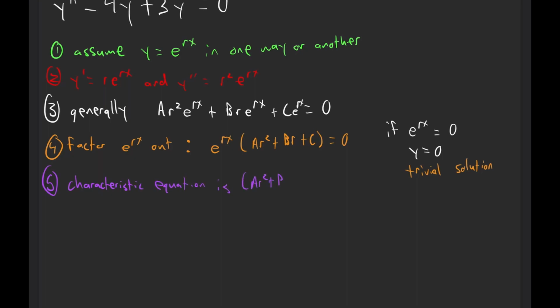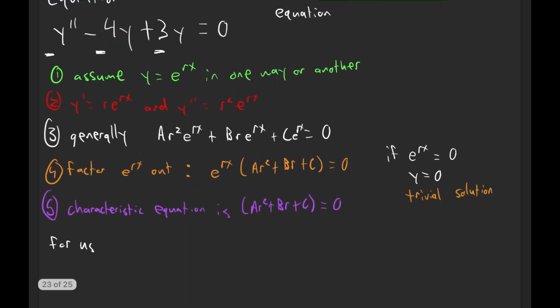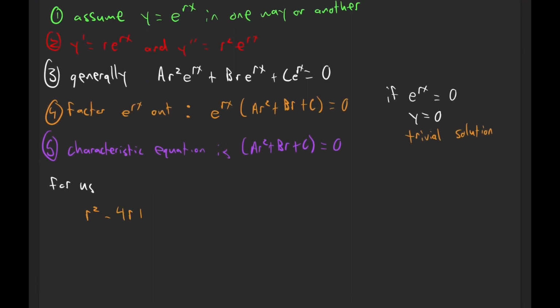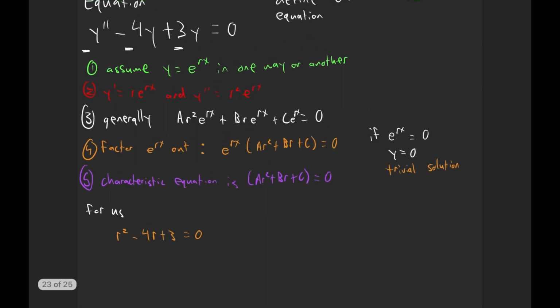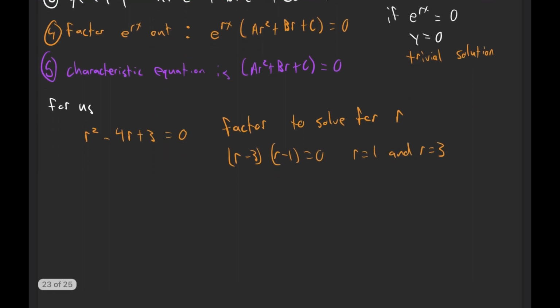So the characteristic equation is this, and for us, we look at the coefficients. We see a is 1, b is -4, and c is 3. So r squared minus 4r plus 3 equals 0. We can factor this to r minus 1 and r minus 3, or r minus 3 and r minus 1, same stuff. r equals 1 and r equals 3 are the solutions.